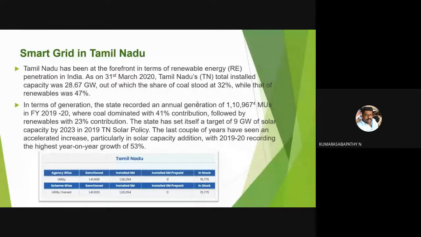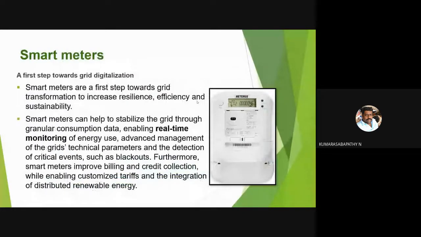So coming to our state, we have been at the forefront in terms of renewable energy production in India. As of 31st March 2020, the total installed capacity of renewable energy sources here is 28.67 gigawatts. This data is taken from the Ministry of Power. So how much renewable energy is being generated in India, as well as in our state, Tamil Nadu.